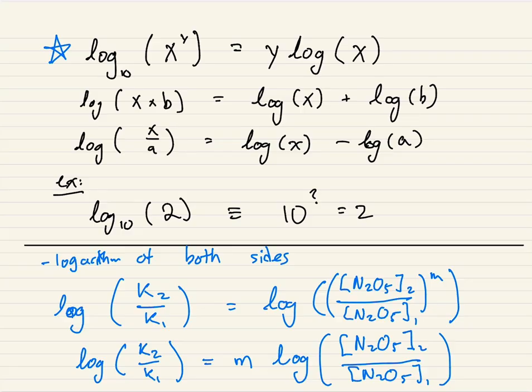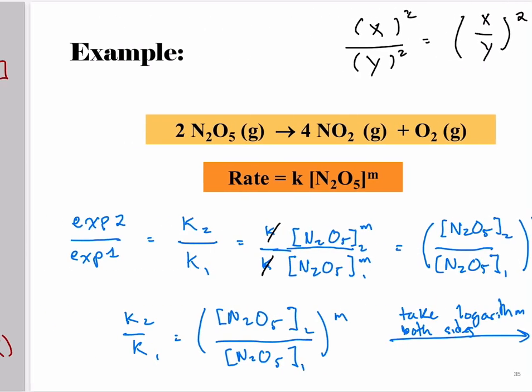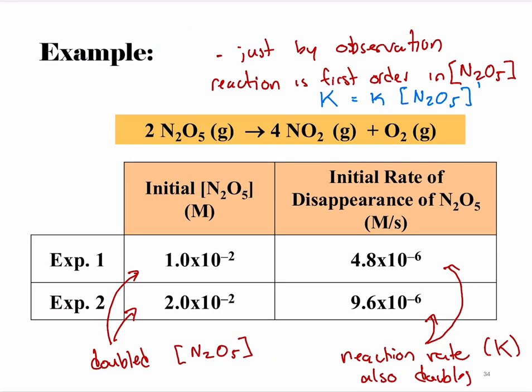But if we think back to what they were, the ratio of N2O5 initially in experiment 1 and experiment 2, what did we do to the concentration? Does anyone remember? I know it was a bit ago. We doubled it, right? So that means that this is just equal to 2, right? And what happened to the rate when we doubled the concentration? It doubled as well, right? Because I know it was a while ago when we talked about it. We doubled the concentration, doubled the rate, right?